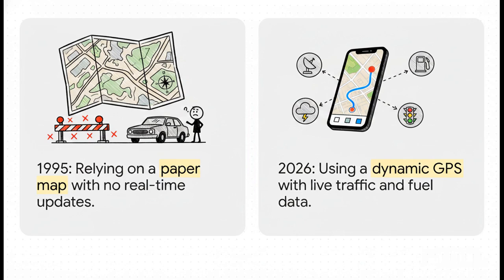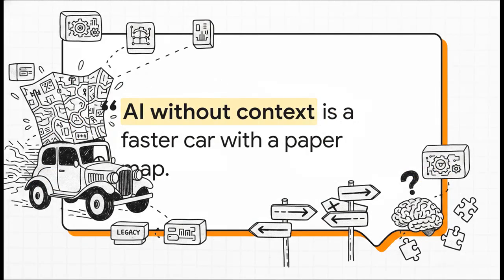Fast forward to right now. You use a dynamic GPS. Your phone and your car are quietly coordinating real-time traffic, fuel levels, dynamic routing, all of it. The decisions continuously adapt because all that data is interconnected. That's the standard we expect in our daily lives, yet our enterprise systems are still largely built like that 1995 paper map. And this brings up a quote that perfectly nails the danger here.